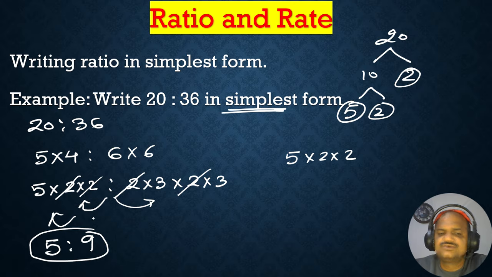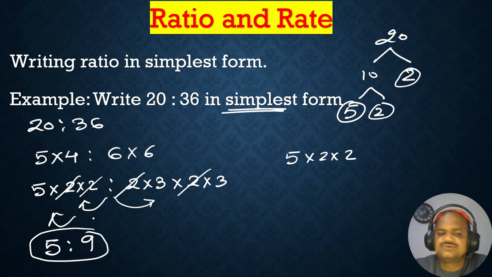And for 36 again you will break like this, 6 times 6. So this is 2 times 3 further, and 2 times 3. So all the last numbers you will write in the factor tree. So this is here. And again you will cancel the same numbers to get the answer.